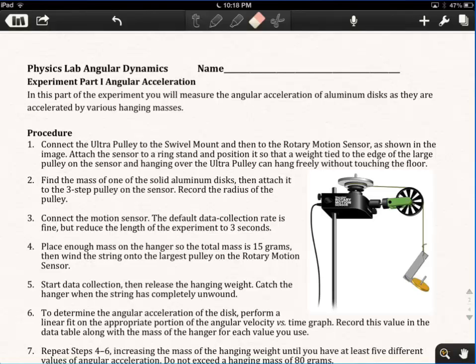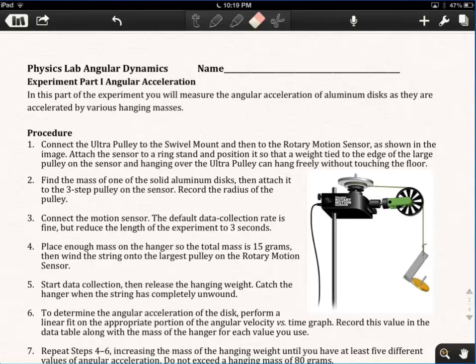The second part of this lab is actually an investigation of torque and how it affects the angular acceleration of an object. Now remember, torque is defined as a force's ability to cause rotation. And there's a couple things that you have to know about torque. The first thing you need to remember is torque is caused by the portion of the force that is perpendicular to the lever arm. That's why you always have to deal with that angle, right?